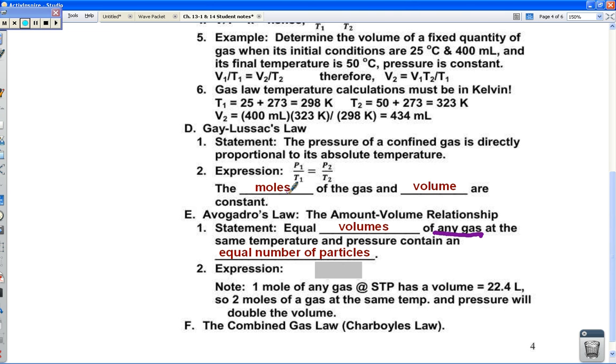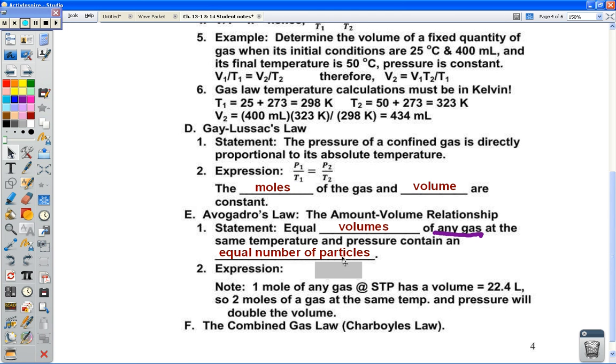In fact, any two different gases do the same thing. If you have a mole of hydrogen gas and a mole of xenon gas, they will occupy the same volume with the same number of particles at the same temperature and pressure. It doesn't matter what the gas is. They all do the same thing.